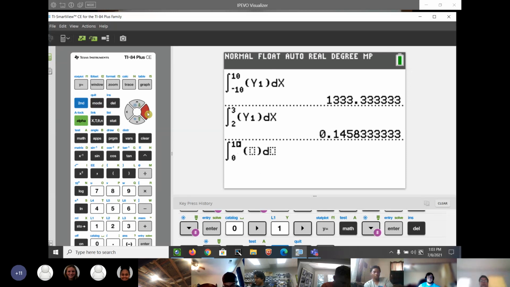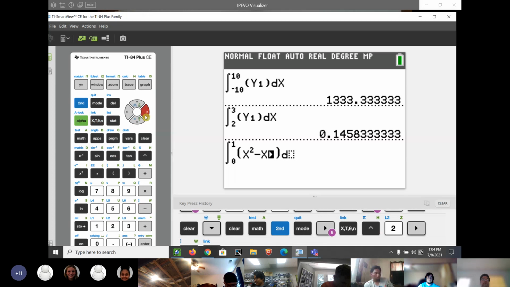From 0 to 1. And I'm going to type in my setup because I had to subtract the two from each other. So that would be x squared minus x plus 1 and dx. And 0.83 is what we got. Look at that. 0.83.